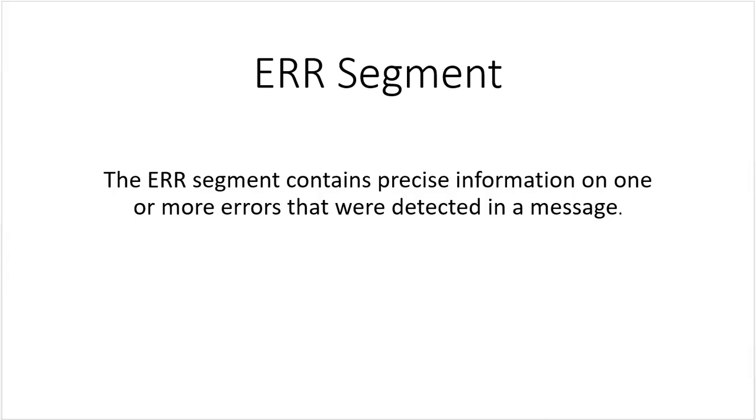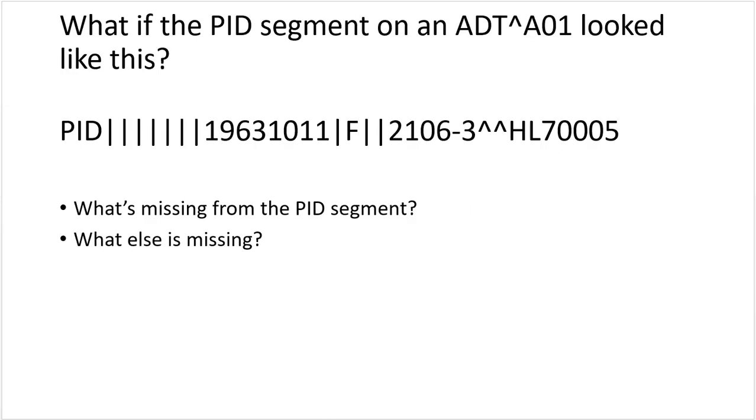In the ACK message screencast, I didn't talk much about the error segment, and the error segment is so special and so unique that it merits its own little video. So the error segment contains precise information on one or more errors that were detected in a message. And again, an error segment always comes as part of an ACK or an ORR. An ORR message we'll talk about in a minute. It can also contain an error segment.